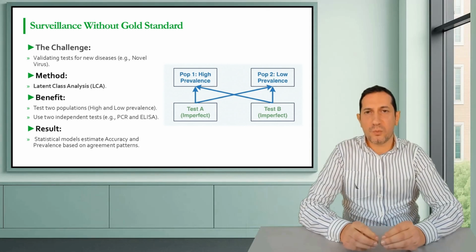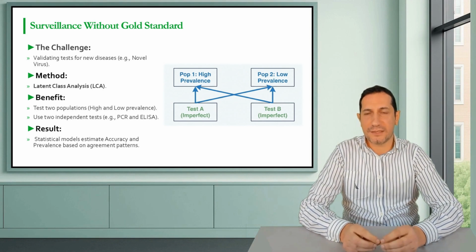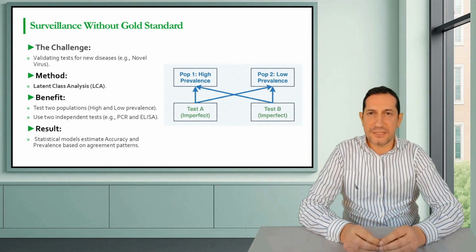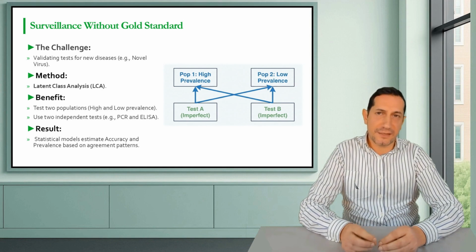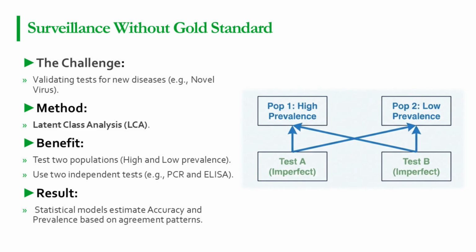What do we do when a new disease emerges and we don't have a perfect gold standard test to compare against? We use a statistical method called latent class analysis. We take two imperfect tests, ideally ones that look for different things, like an antibody test and a DNA test. We run them on two different populations.